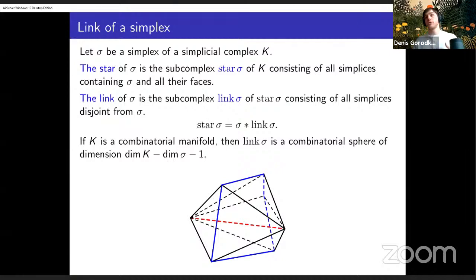And the definition of a combinatorial manifold is that the link of every vertex has to be a combinatorial sphere, which means that it is PL homeomorphic to the standard triangulation of the sphere, for example, to the boundary of the simplex of the corresponding dimension. And also, if K is a combinatorial manifold, then the link of any simplex sigma will be, in fact, just a combinatorial sphere of the corresponding dimension. If this was a part of a combinatorial manifold, and here it is, we see that the link of this edge is exactly just the circle, which corresponds to our dimension three here. Okay.